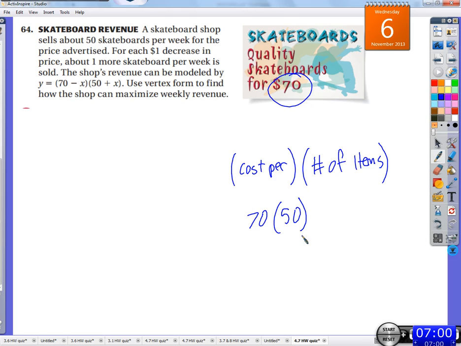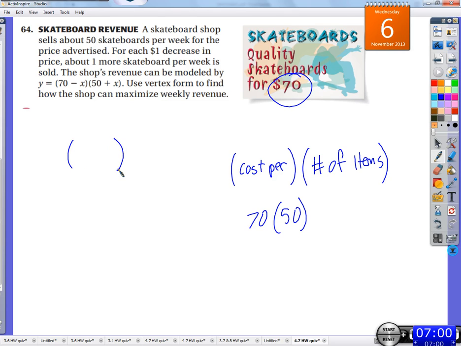For a while. Until what? Like it costs $0 and you're losing all your money, right? You're making so little on every skateboard that it doesn't matter how many people are buying it. You're not making any money, okay?